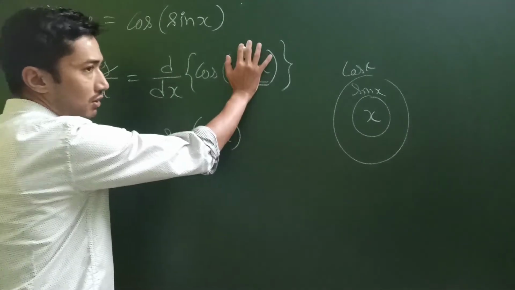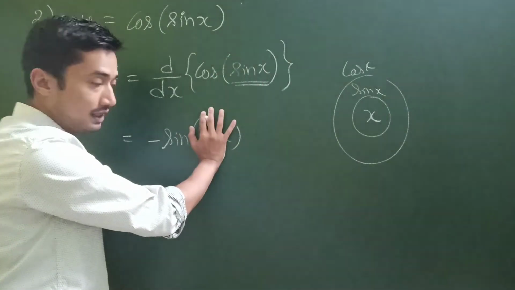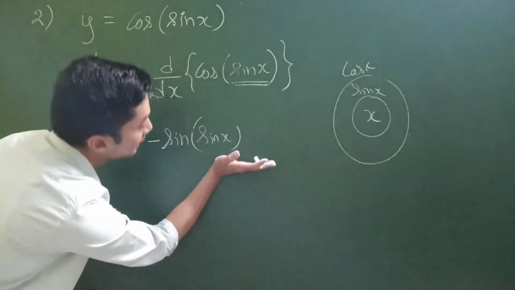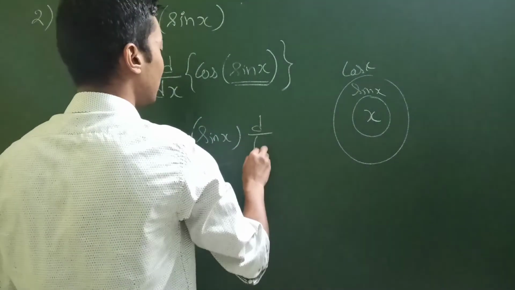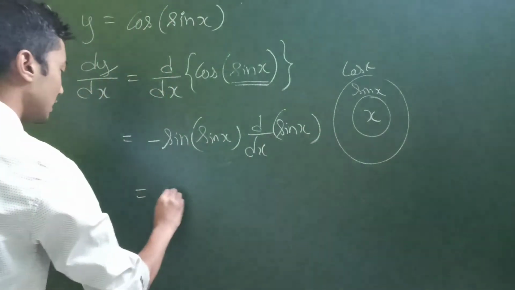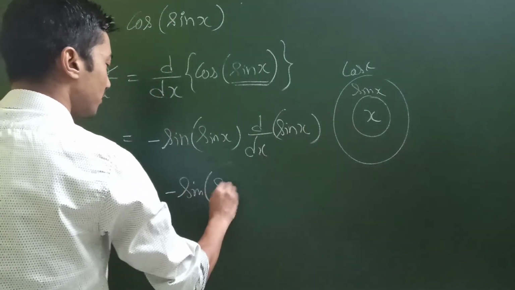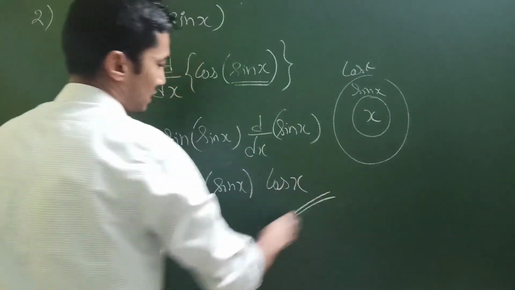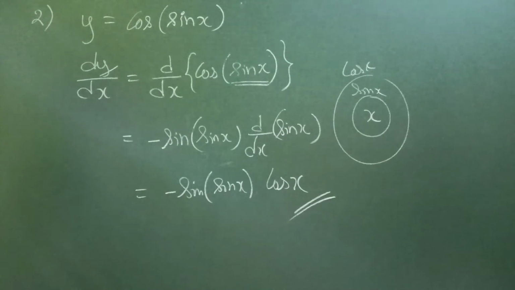So the derivative of cos theta is minus sine theta, but we know that our x value was not x, it was sine x. So that's going to be minus sine of sine x, times the derivative of sine x, which is cos x. I think that should be enough.